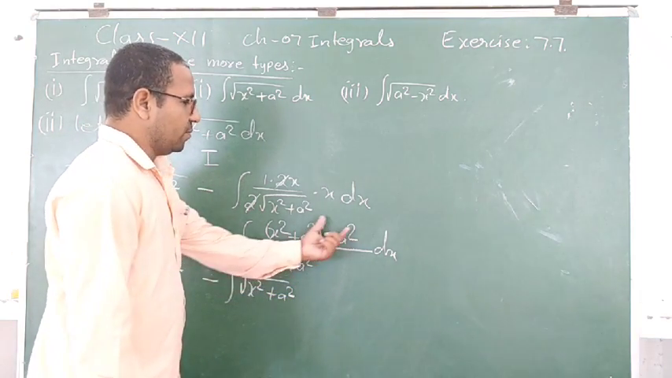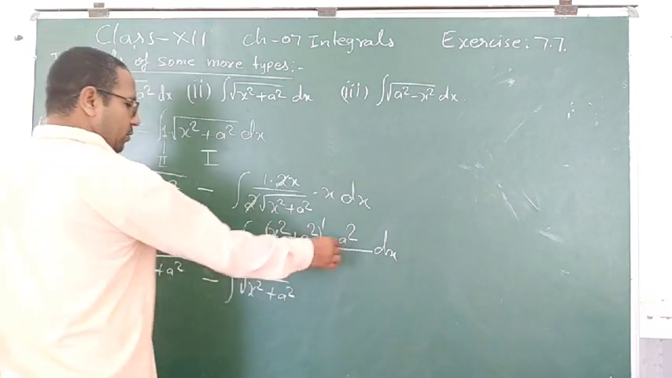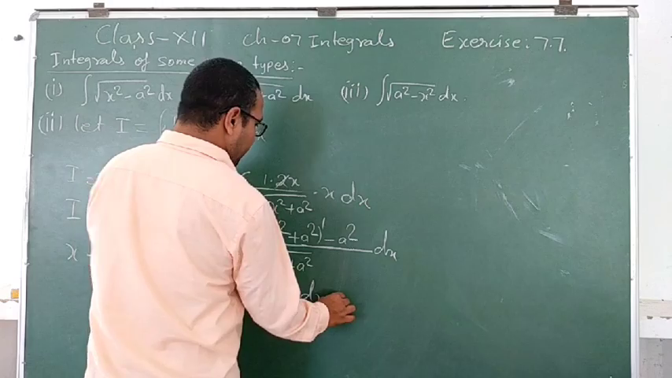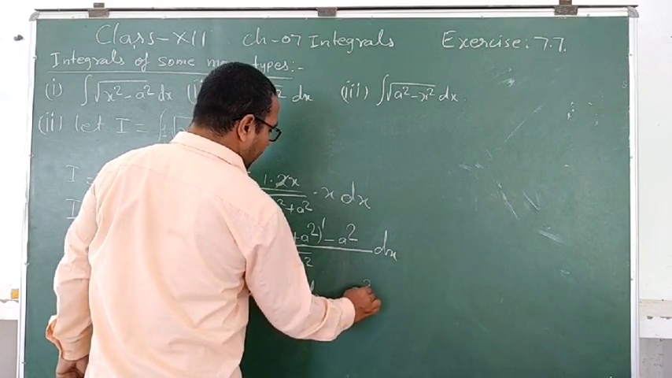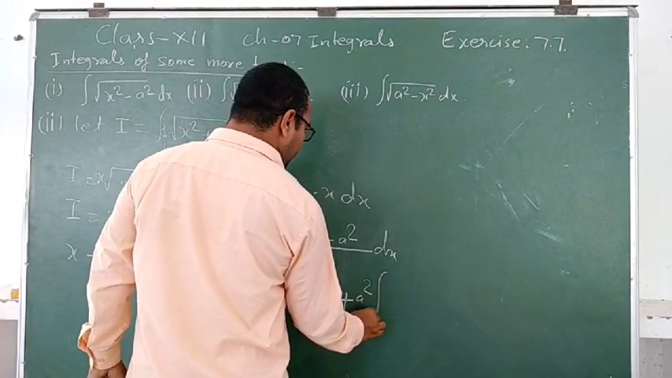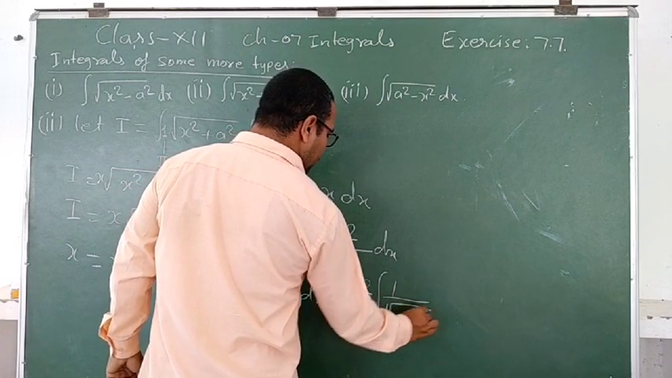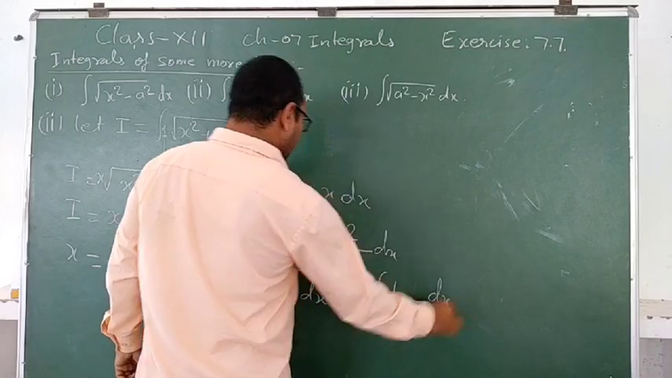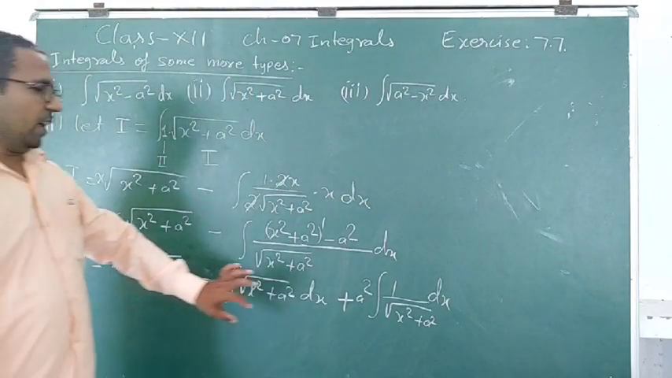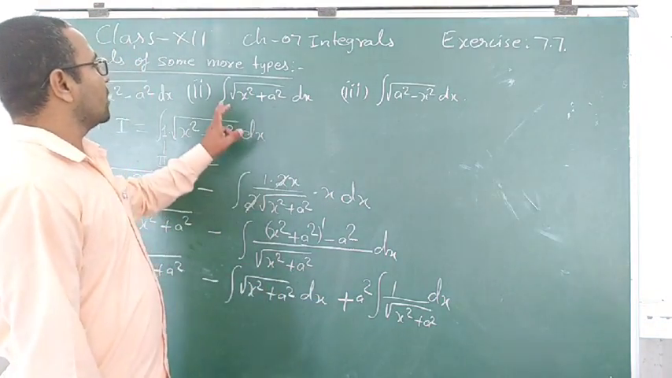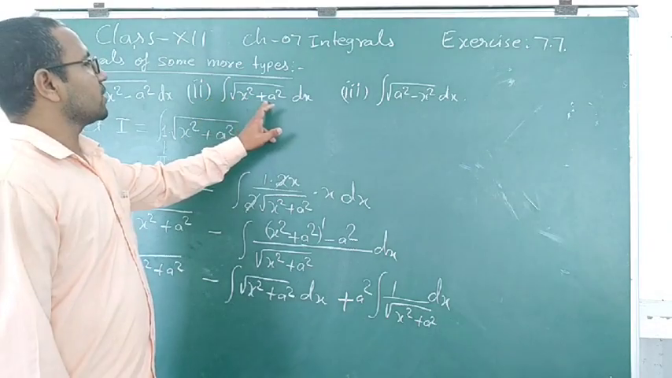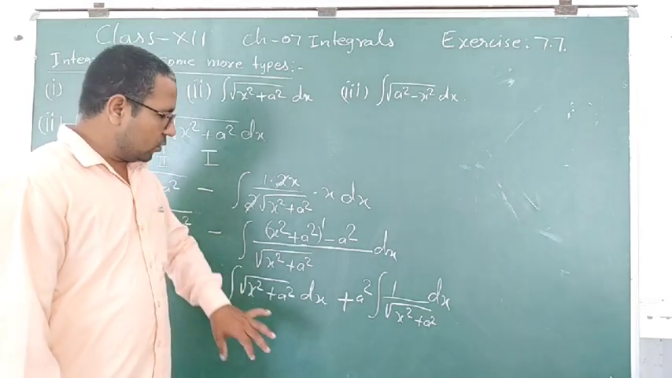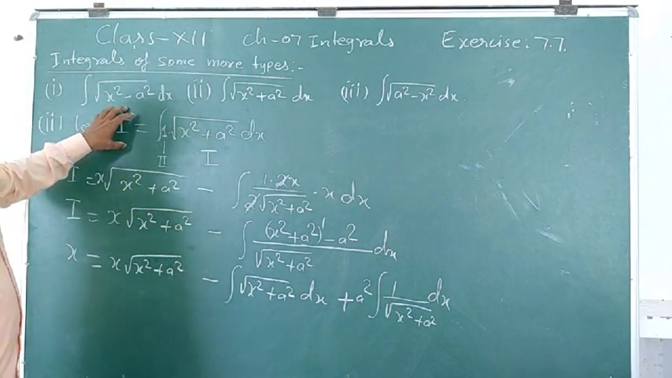Now the same thing we will write down with this term. So the negative sign is here and the constant is here. So we will use this as minus, and minus will give you plus a square, and the integral of 1 upon root x square plus a square dx. So now students, again we have got this one, the question number second was there, integral of root x square plus a square dx. So this one we have taken as I.